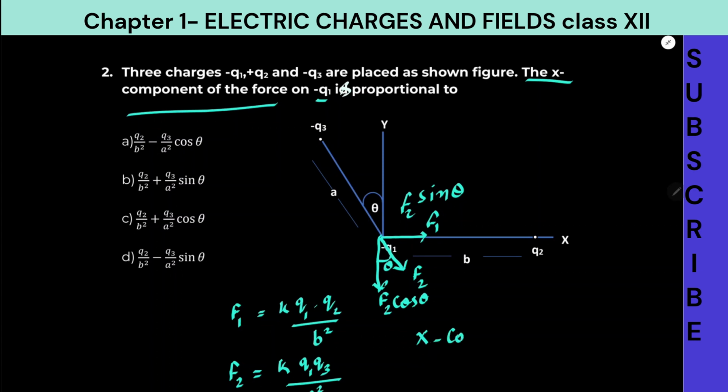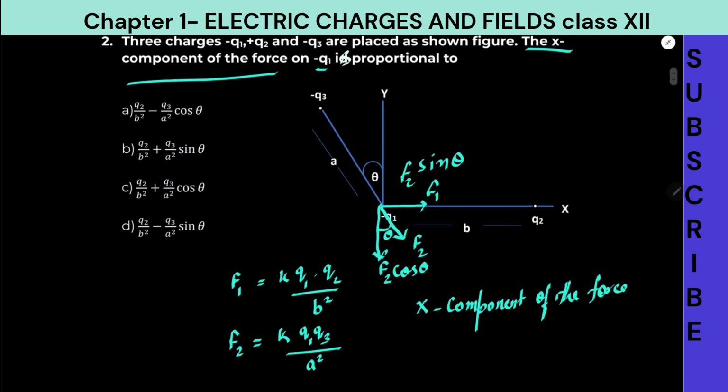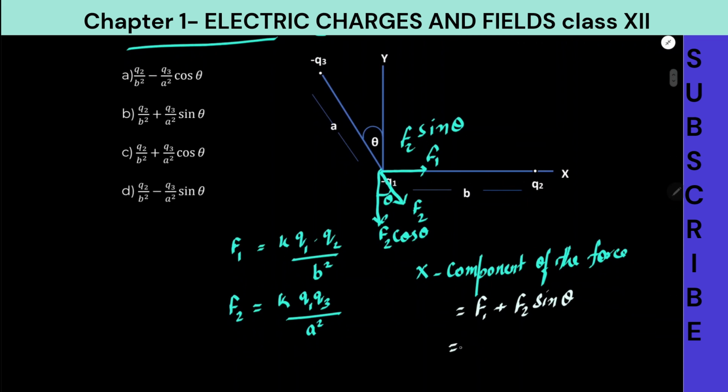So let me write it here: the x component of the force will be equal to, what are the x components? Our x components are F1 plus F2 sin theta, right? Now what is F1? Let's substitute. It will be k Q1 Q2 upon b square, and F2 sin theta, that's again positive. Again I am repeating, be very careful with the signs, k Q1 Q3 upon a square and sin theta here also, right?